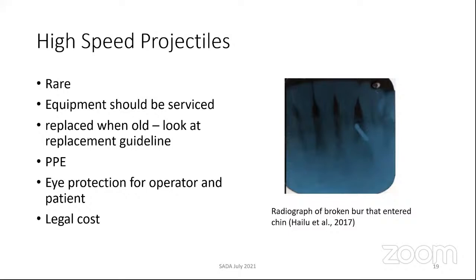Our equipment should be serviced so we don't get injured. When it's old, we should replace it. Look at replacement guidelines. Equipment doesn't last forever. Our safety is important. We should use PPEs to protect ourselves. We should wear eye protection, and I've mentioned that before. And we should also have enough legal cover to protect us should an injury arise with one of our workers or our patient.